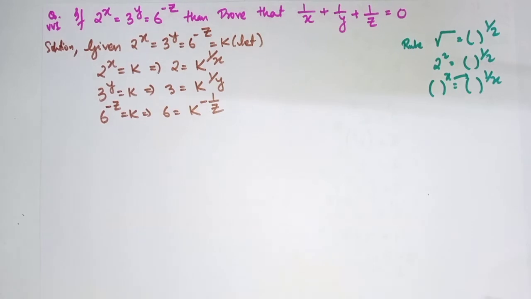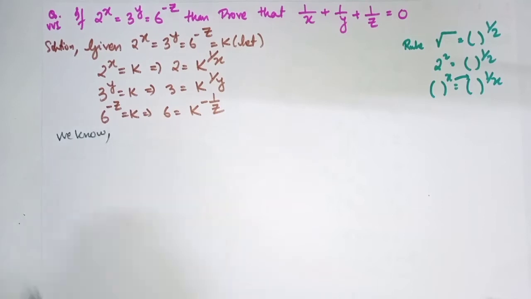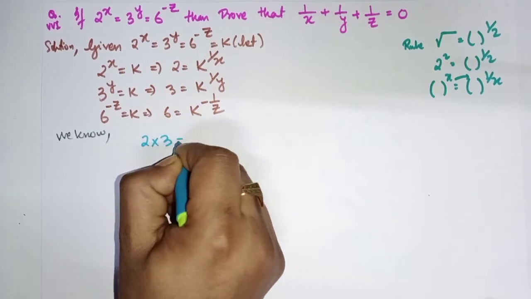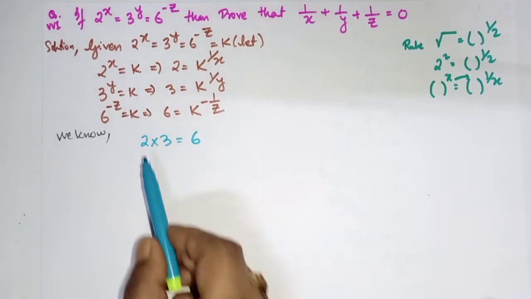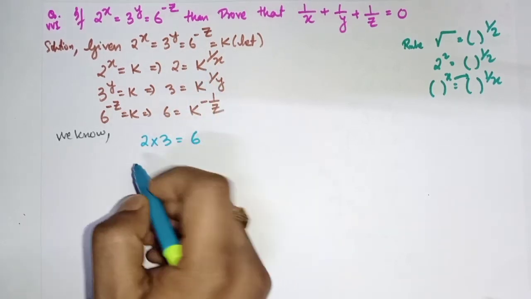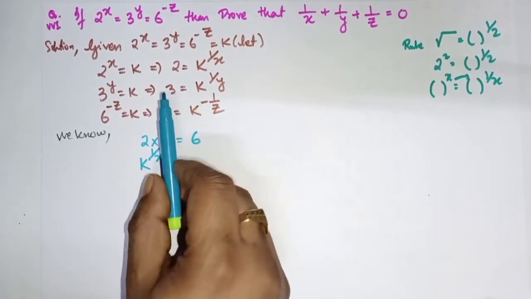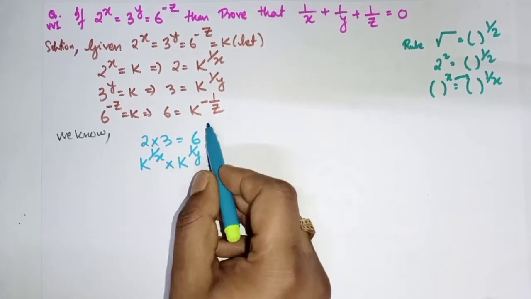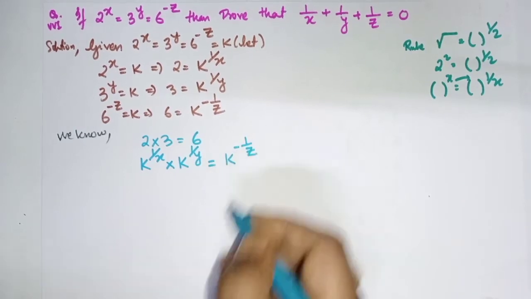Now everyone knows that 6 equals 2 into 3. Yes or no? 2 into 3 is equal to 6. So what is the value of 2? 2 is k to the power 1 by x, into 3 which is k to the power 1 by y, equals 6. The value is how much? k to the power minus 1 by z.